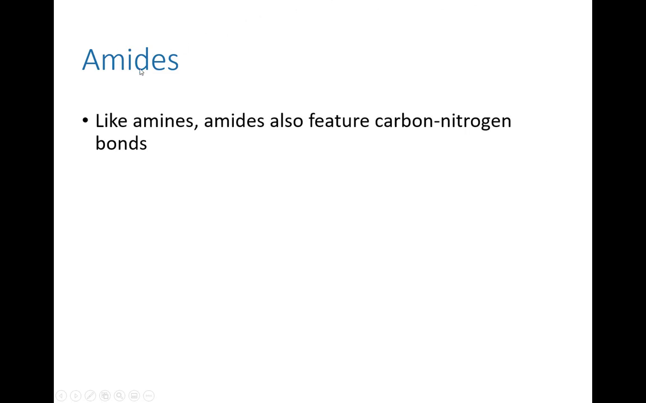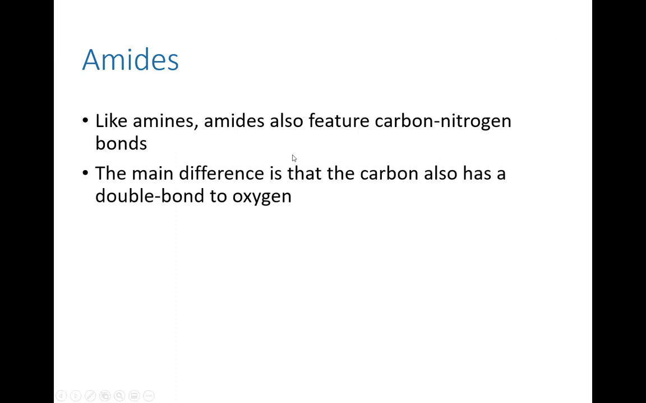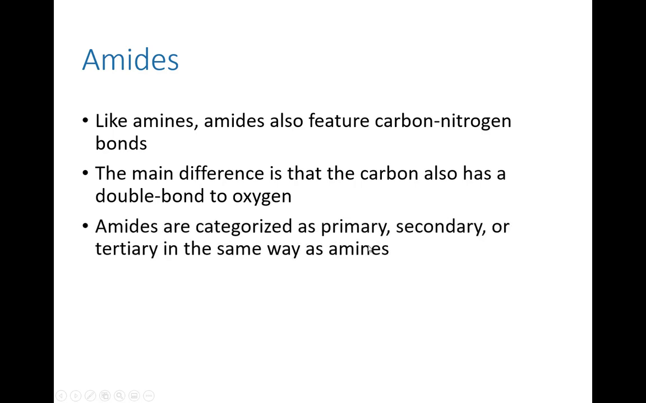And now we're going to cover our last functional group, and that is going to be amides. So, as you might assume, since there's only a one-letter difference between amines and amides, there are definitely going to be similarities, the major similarity being that they both contain carbon-nitrogen bonds. But the big difference here is that with amides, just like carboxylic acids, there is also a double bond between that carbon and oxygen.